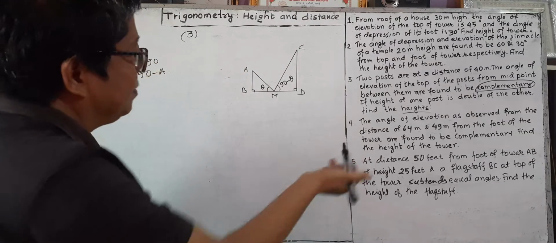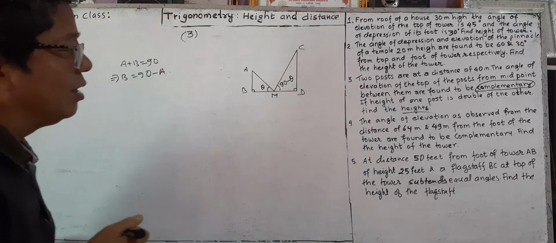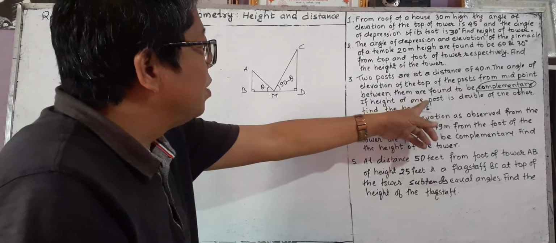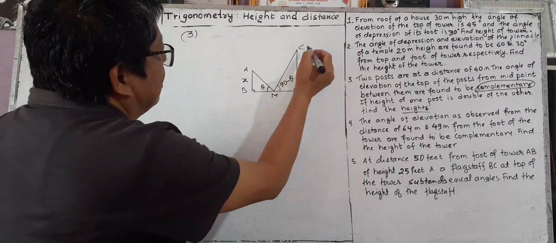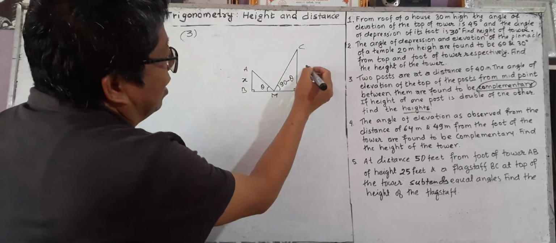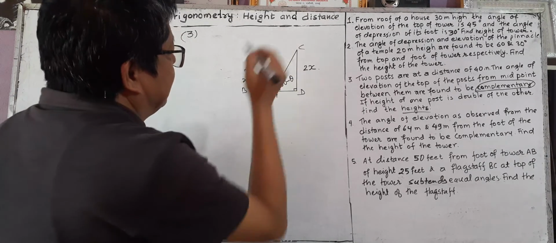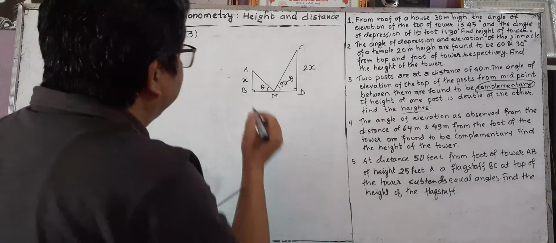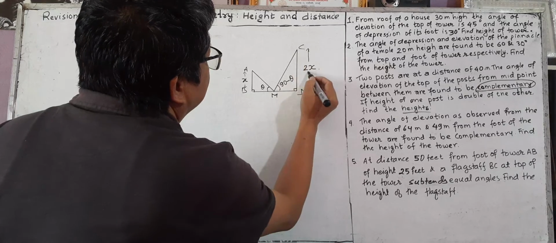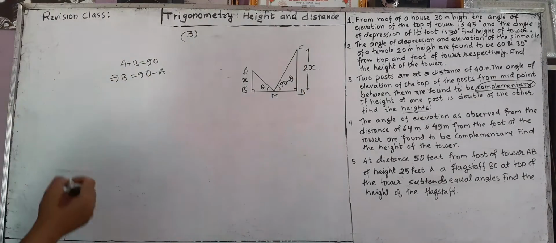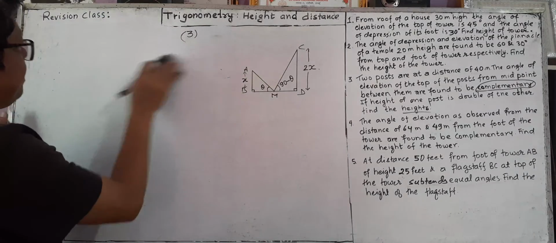Now, the heights of AB and CD are not equal, but one post is double the other. If we suppose the smaller post is x, then the height of the other, longer pole is 2x. We have to find this value. Now start the solution by describing the diagram.